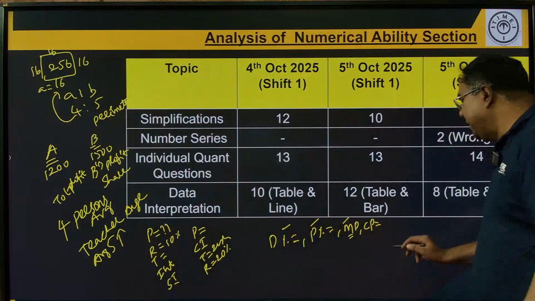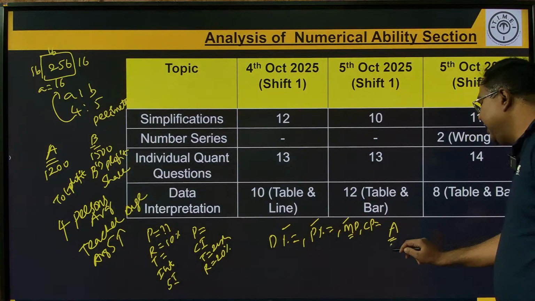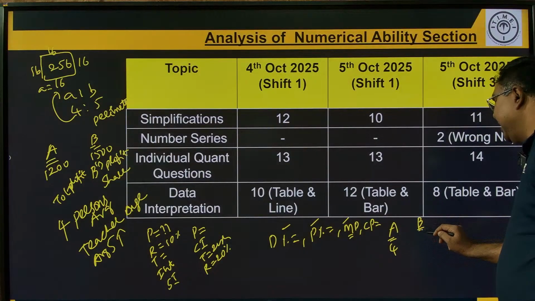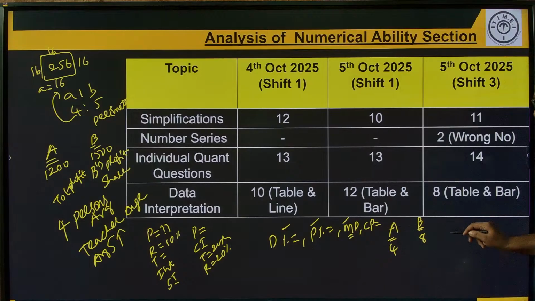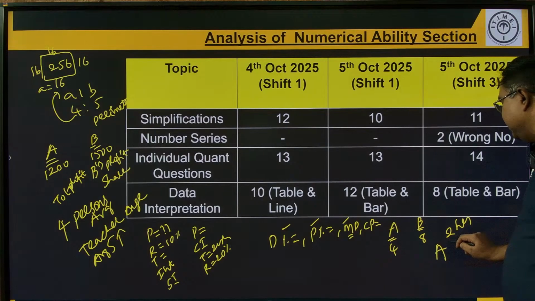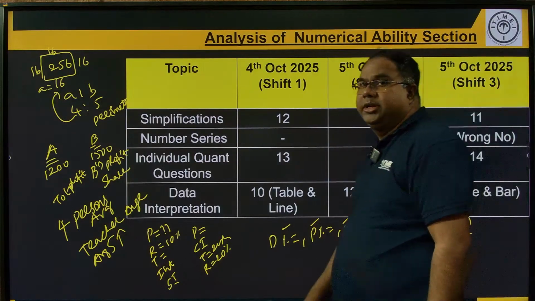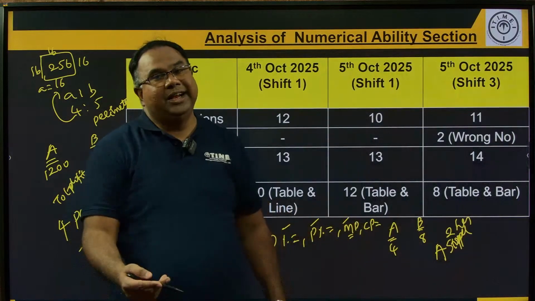There is one question on pipes and cisterns. Pipe A can fill a tank in 4 hours, B can fill a tank in 8 hours. Both of them started filling it. After 2 hours, A stopped. How much time will B take to fill the tank, right?